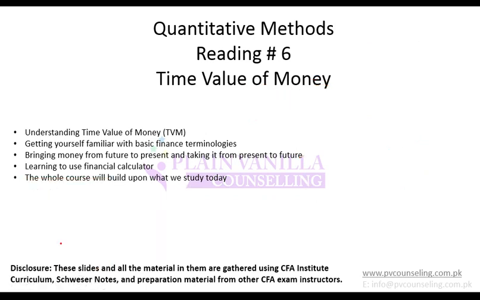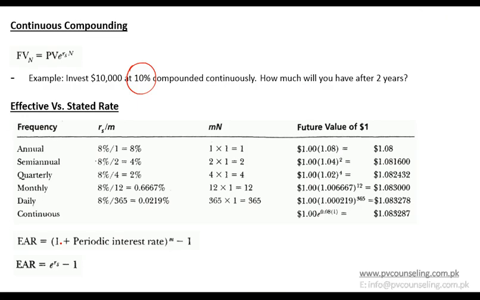So if you have to convert SAR into EAR, you use this formula: 1 plus the stated annual rate divided by the number of periods, which will give you the periodic interest rate, that is 6 month, quarter, or whatever, to the power m, which is your periodicity, which is the number of periods in a year, minus 1, which should give you your EAR. Any problem so far? Okay, moving on to continuous compounding.